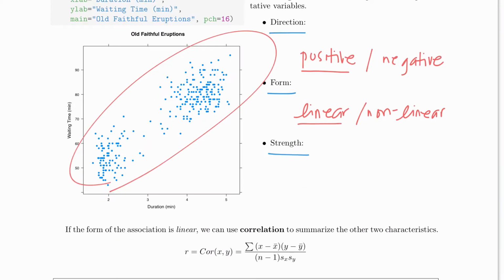So correlation is really directly relating to this thing called strength, right? So we want to be able to quantify the strength of the relationship between two quantitative variables. And of course, correlation doesn't really apply to all sorts of relationships. It's really only going to pertain to relationships that are linear. So if we look at this plot and we see a linear relationship, then we can proceed to use correlation to describe just how strong that relationship is.